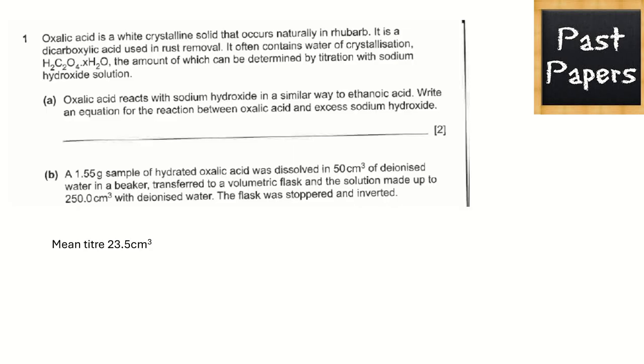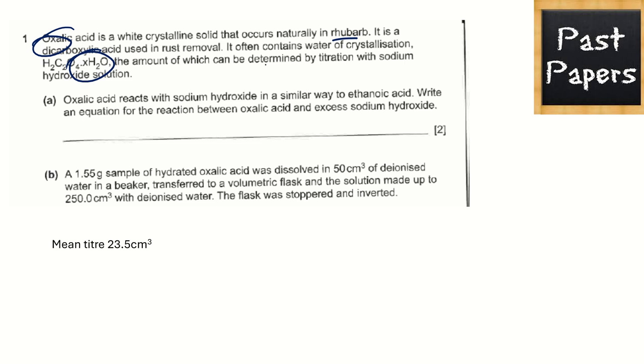Right, let's have a look at this one. This time we have a compound called oxalic acid, which is a crystalline solid found in rhubarb. It contains water of crystallization, which is what the examiner is asking us to work out here. It tells us that oxalic acid is very similar to ethanoic acid in the way that it reacts with sodium hydroxide, and then it asks us to write an oxalic acid with sodium hydroxide equation.